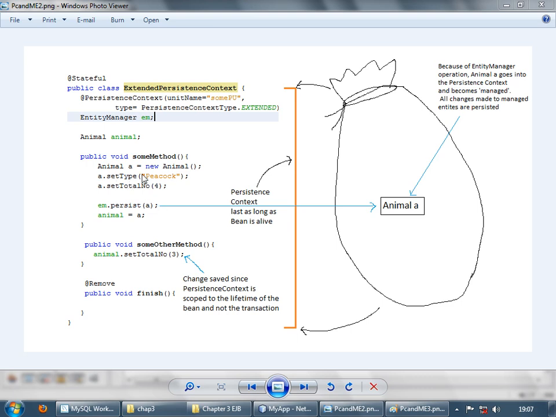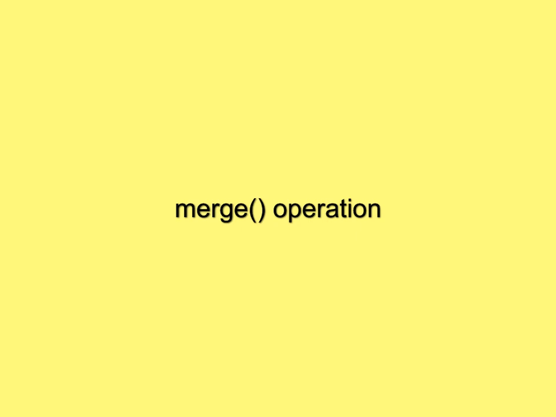So first of all, we create an animal instance, we set some values on it. When you call persist, because of an entity manager operation on an entity, the entity enters your persistent context, and because it enters your persistent context, it becomes managed. And later on, when you call this method, this entity is still managed because the persistent context is still alive. It didn't vanish after the end of the method. The persistent context latches on to the life cycle of the stateful bean. So because of this method, now the value gets updated.